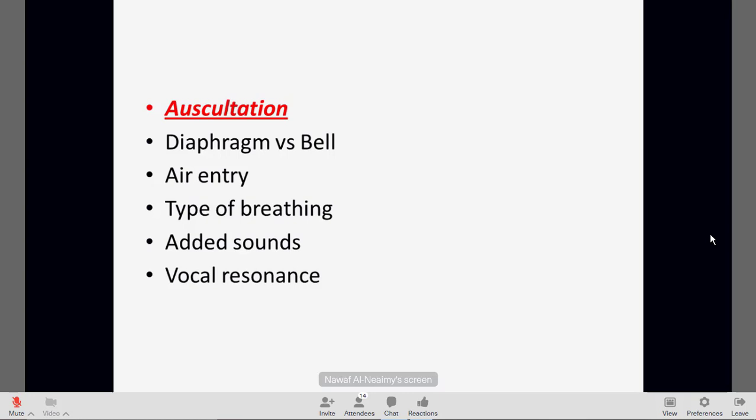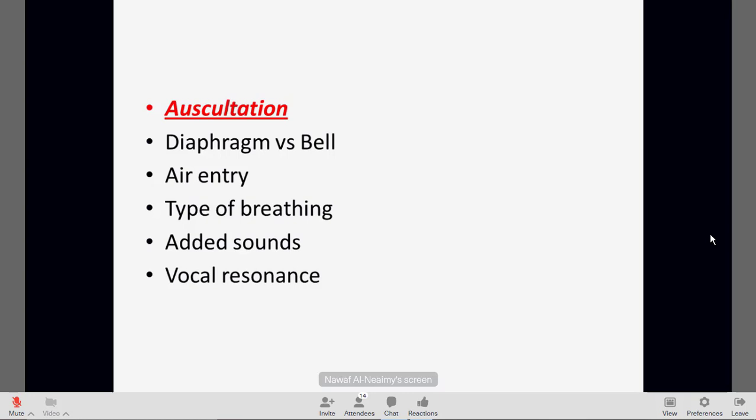الconsolidation معناته انه يعني it's hard. consolidation it's a cause for bronchial breathing. bronchial breathing كذلك انه ممكن نسمعه in other sites.